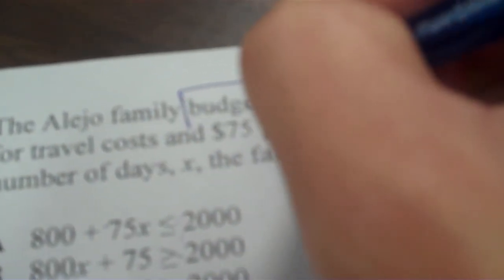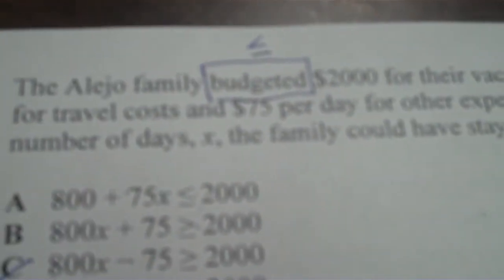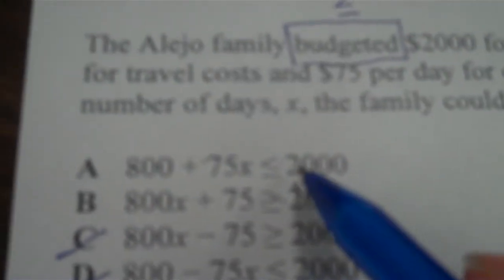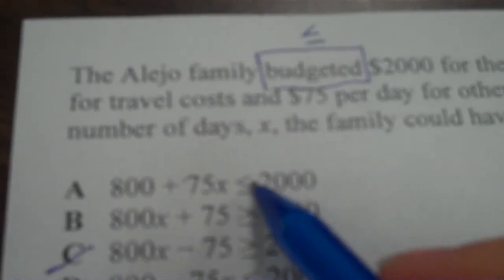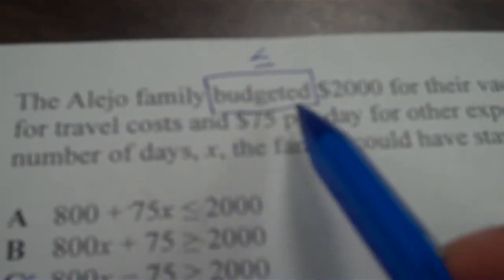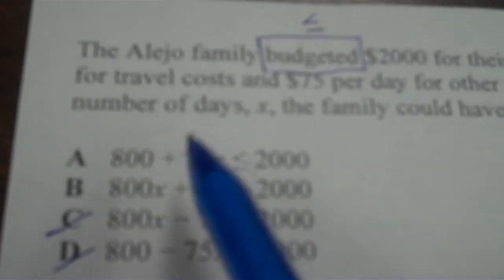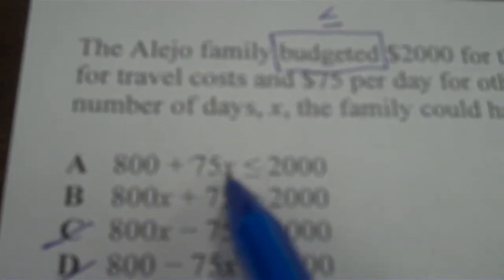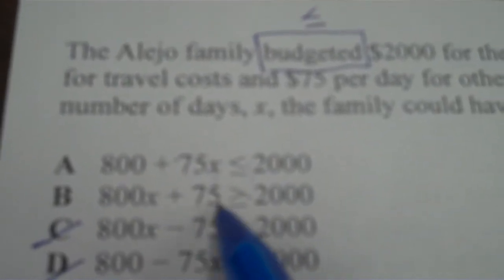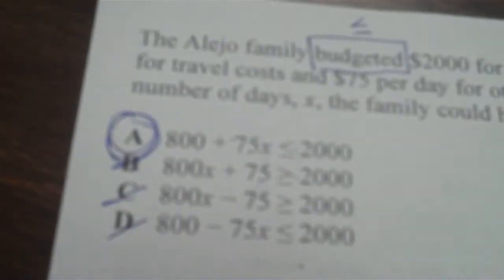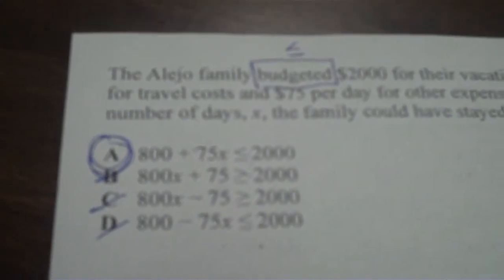Real quick, this one says budgeted. So I told you budget should be less than or equal to, correct? Less than or equal to, which automatically means A is correct. But another way to know that is it's $75 per day. Okay? So here, $75 per day. But here, there's no letter with the 75. So that's wrong. A is correct. So you kind of have to go through and do the best you can with this.